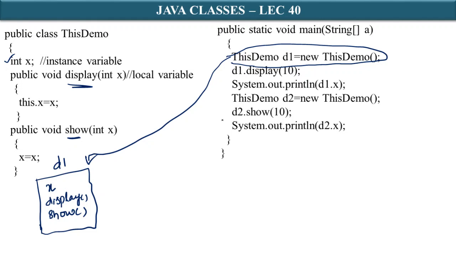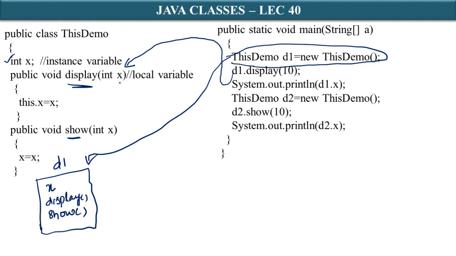I am keeping it like this: D1 dot display of 10. Control, where will it move? D1 dot display of 10 means automatically control will move to this particular method. Object dot method, that's what we know. Current object. Which one is the current object? D1 is the current object. That's what we were discussing in the previous slide. Now, while executing D1 dot display, the current object is D1.